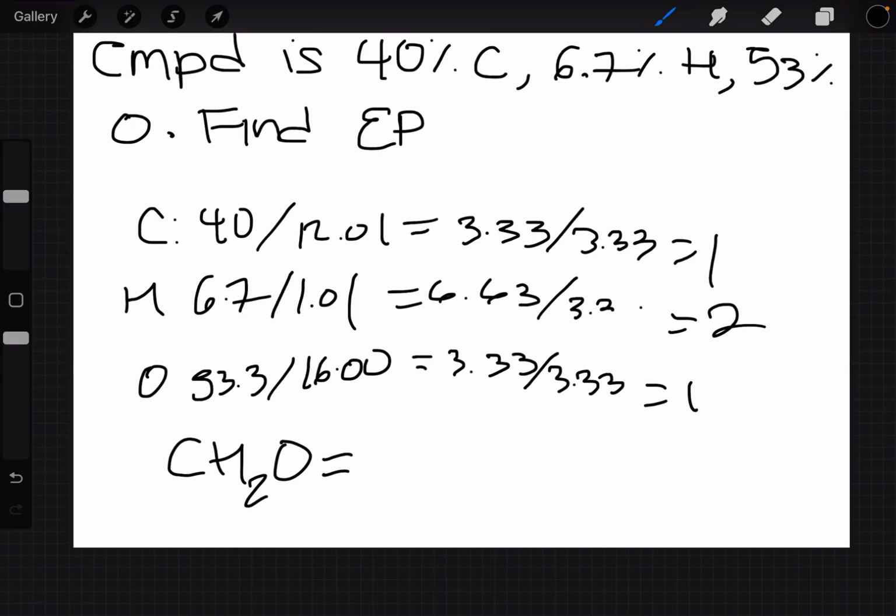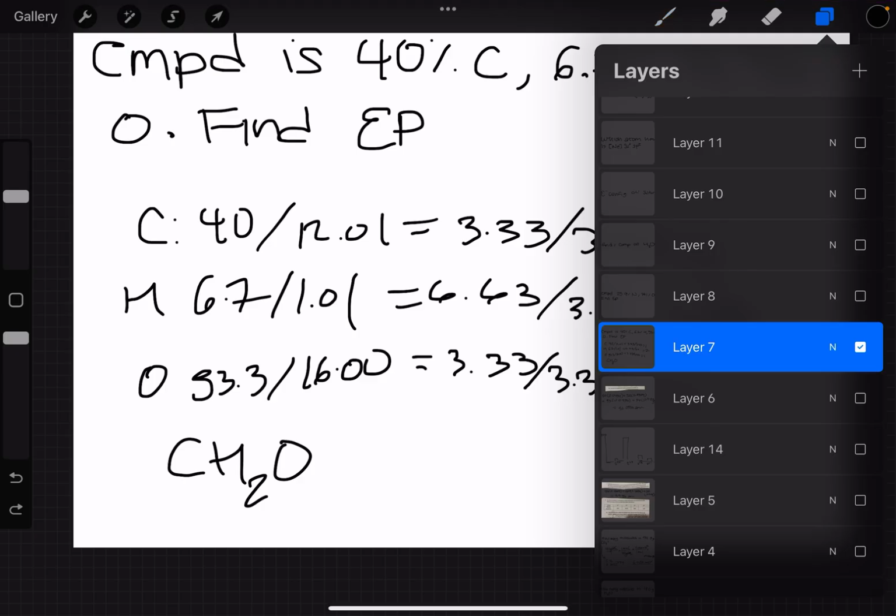However, if it asks for, let's say, CH2O equals this amount of grams, find the molecular formula from the empirical. You have to divide molecular by empirical and multiply the empirical by the number you get. If that's complicated, just ask me.